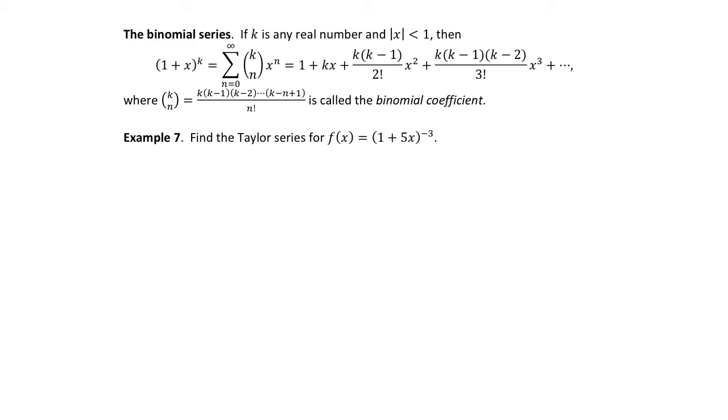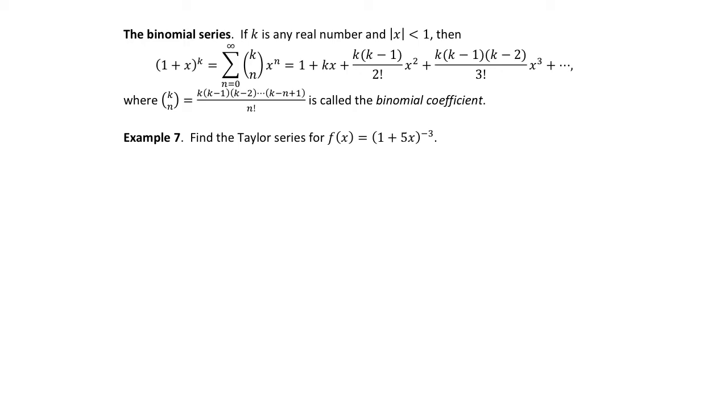Multiply by x to the n. So what exactly is k choose n? If you want to, you can look down here. The n factorial that appears from the Taylor series formula is built into this symbol k choose n. So there's the n factorial.